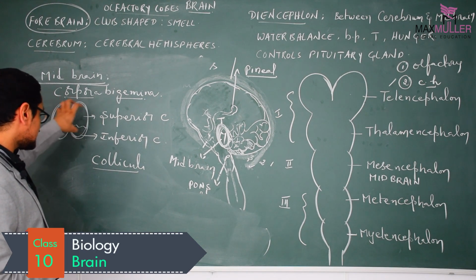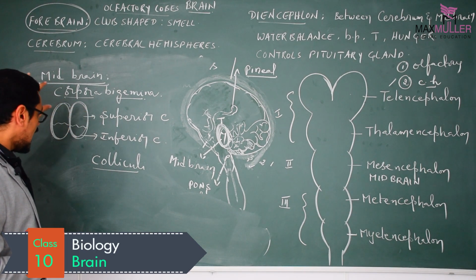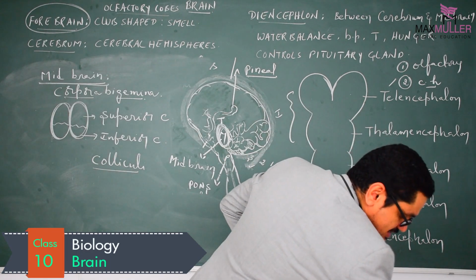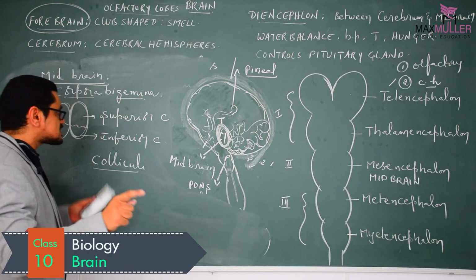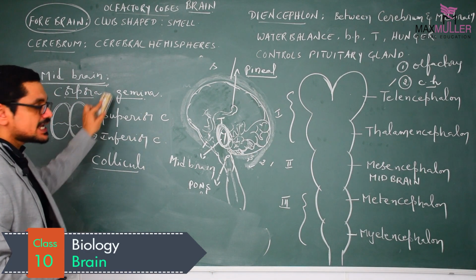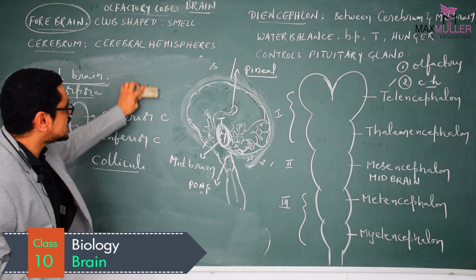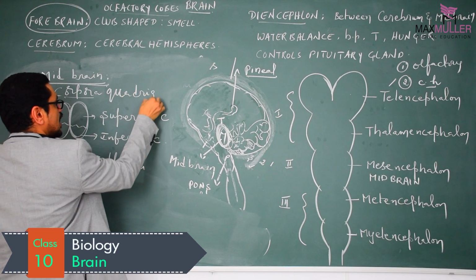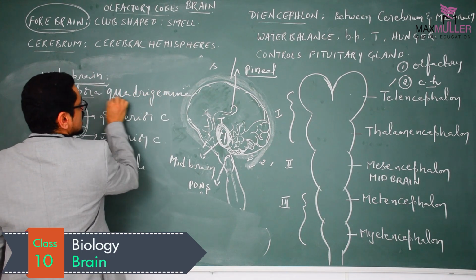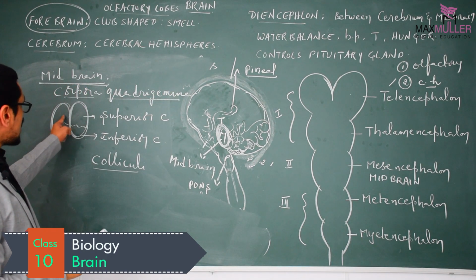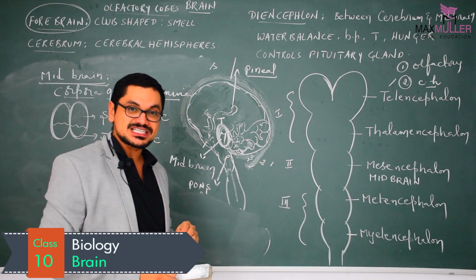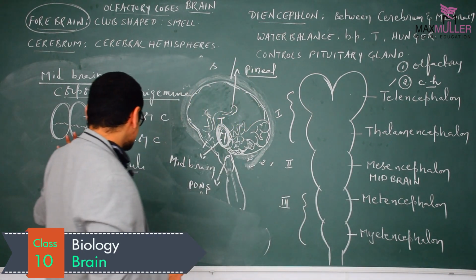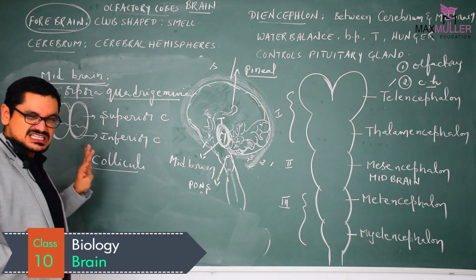The two lobes are there, and these two lobes are now again divided into four lobes. So as four lobes are present, it is not advisable to use the word bigemina. You have to use the word quadrigemina. Corpora quadrigemina. Four lobes are there, 1, 2, 3, 4. If two lobes are present, you can use the word corpora bigemina, but here four lobes are present, called corpora quadrigemina.